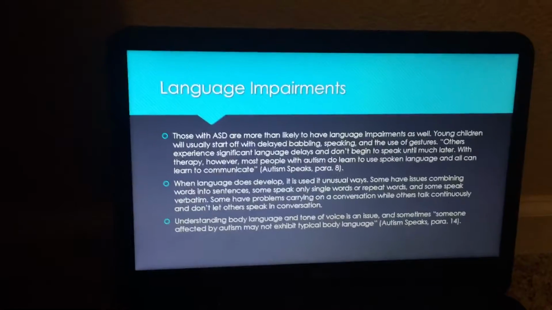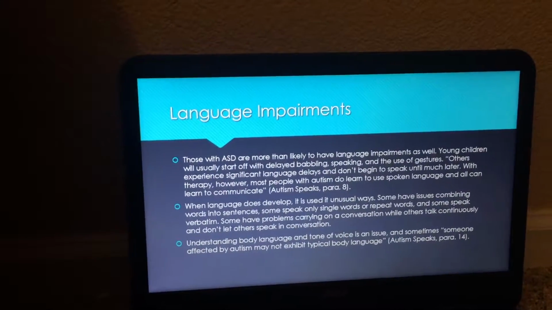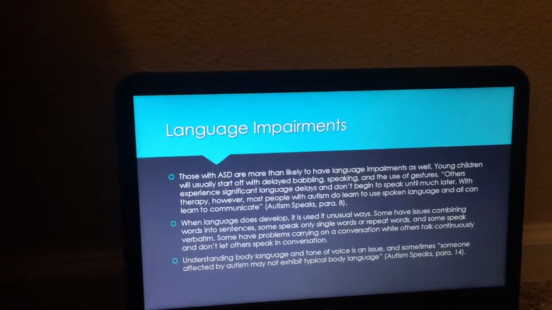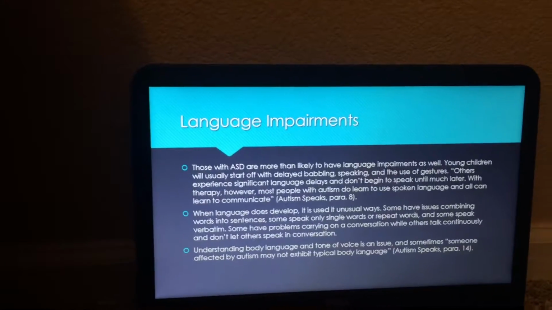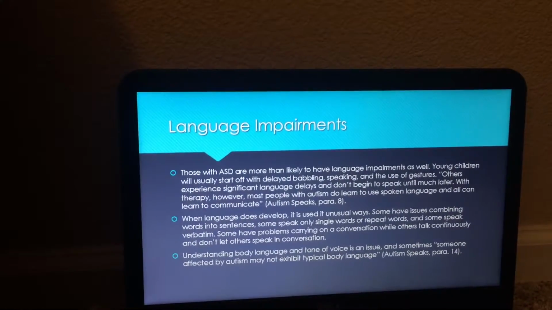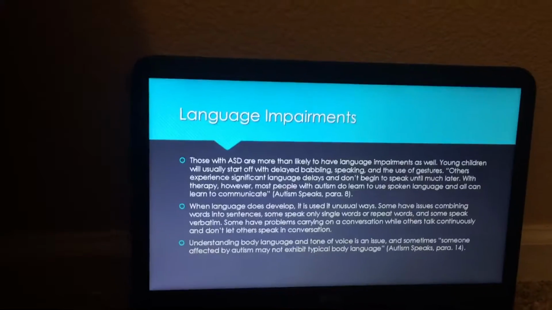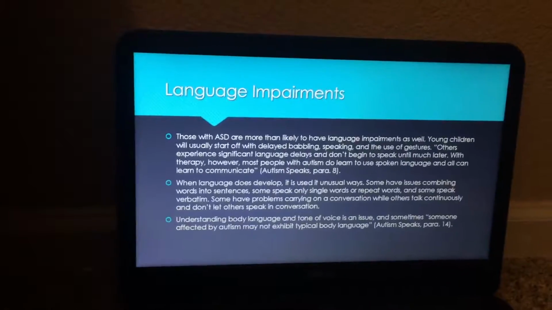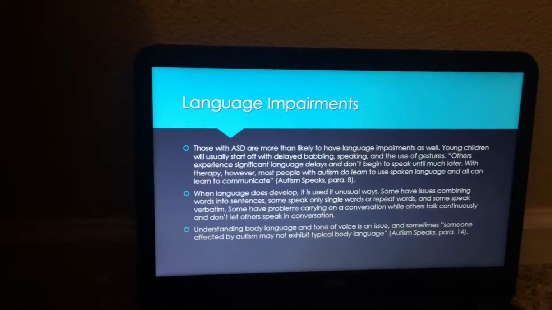Those with language impairments are more than likely to have delayed babbling, speaking, and the use of gestures when they're infants and toddlers. Others experience significant language delays and don't begin to speak until much later. But with therapy, of course, those can be fixed and you can find ways that they can use language well. When they do develop their language, though, it can be used in unusual ways.